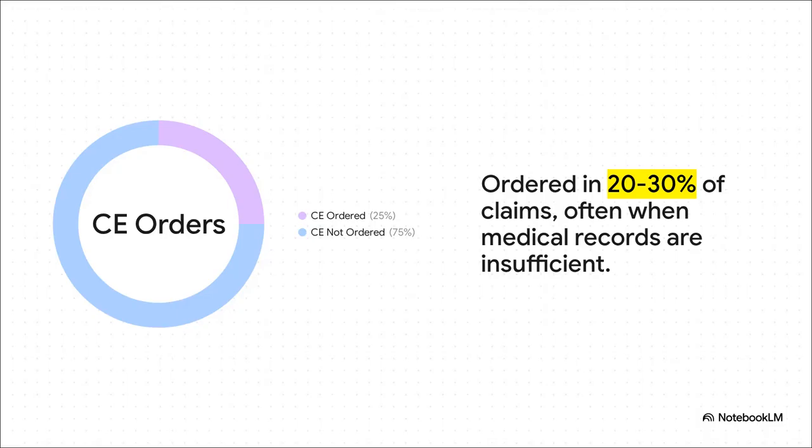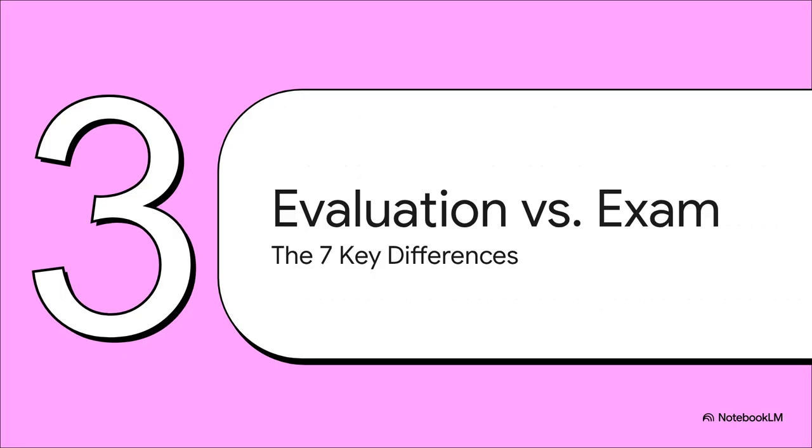Now, this might actually surprise you. CEs are not ordered for most claims, only about 20 to 30% of them. And that tells us something really, really important. If you can provide complete, thorough, and up-to-date medical records right from the start, you can often avoid needing a CE altogether. Okay, so we've defined both. Now, let's put them side by side, head to head, to really spell out the 7 key differences you absolutely need to know. This is where the light bulb really goes on.